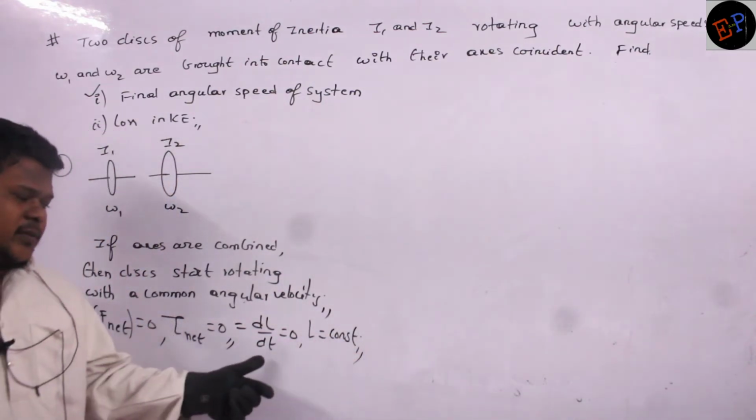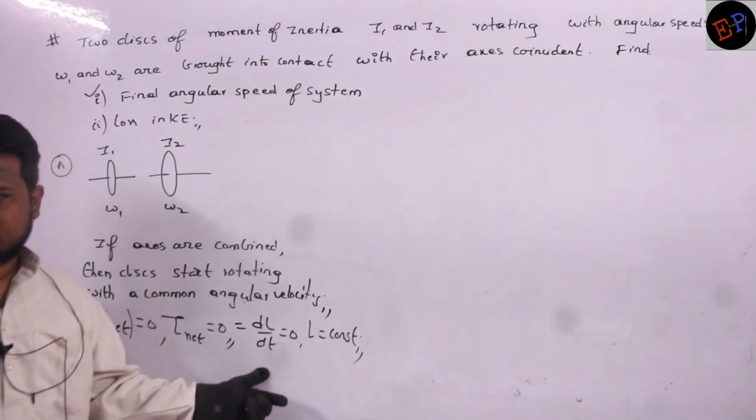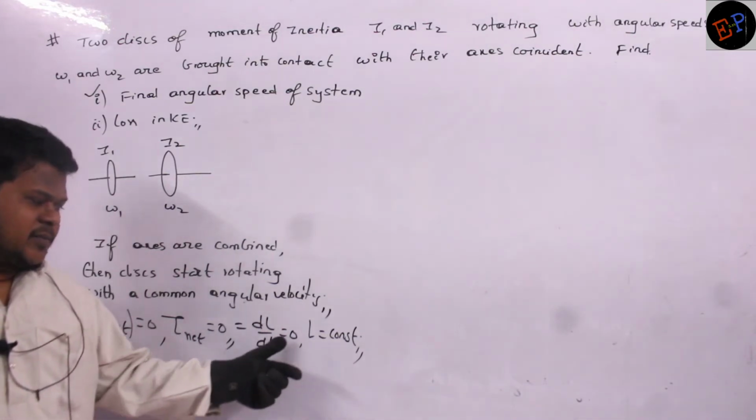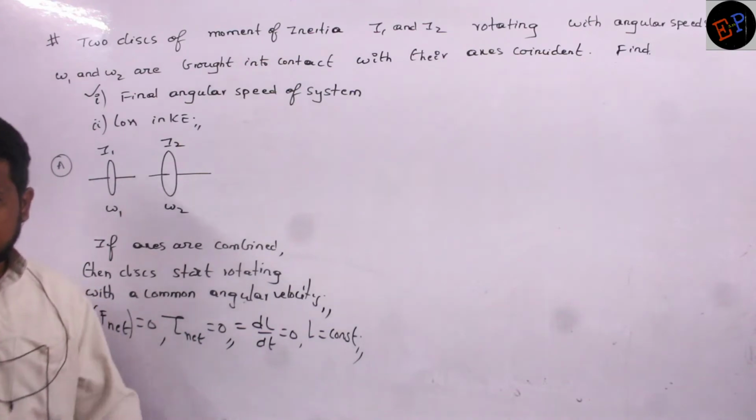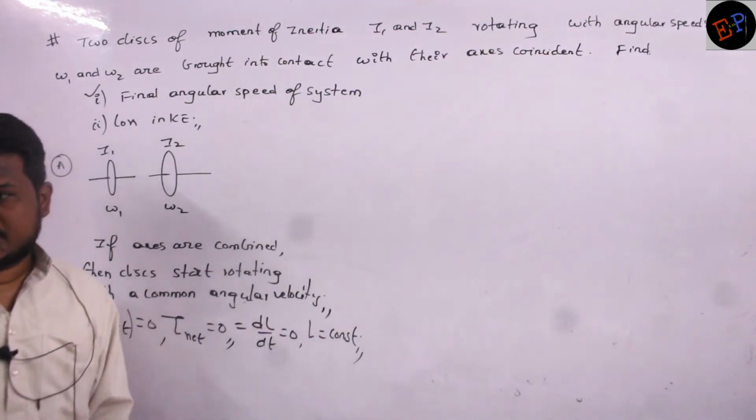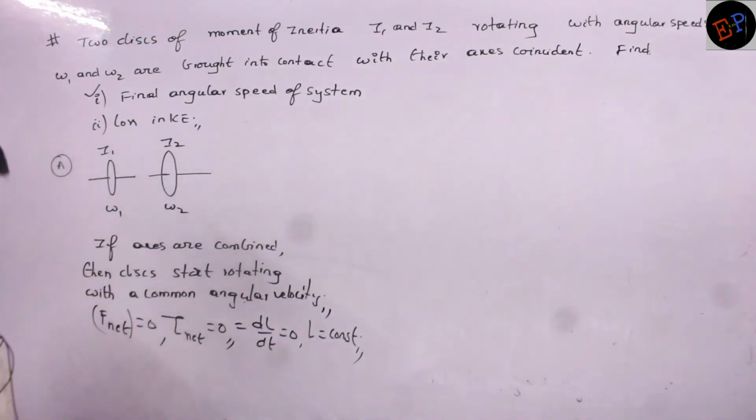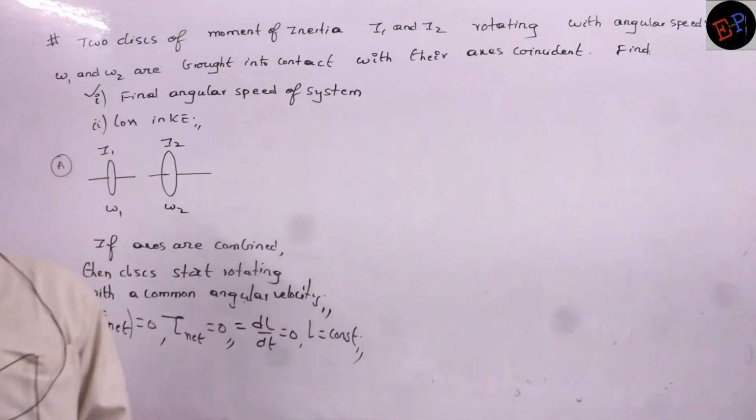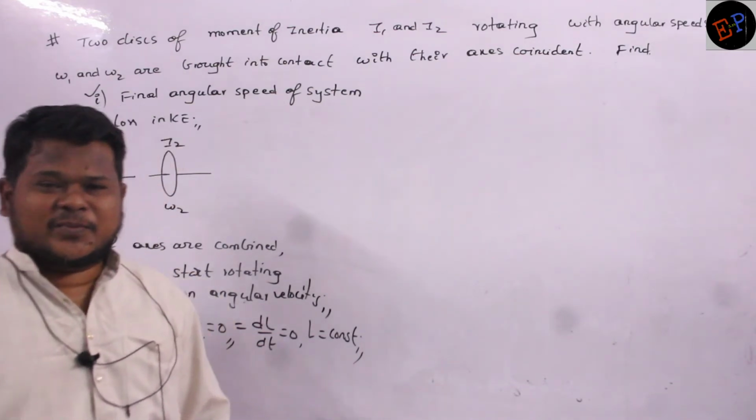Torque is dL by dt according to Newton's second law. Are you able to understand? If dL by dt is 0, it means L is a constant. What is L? Angular momentum of this system is a constant. So based on which logic am I trying to do this problem? Law of conservation of angular momentum.